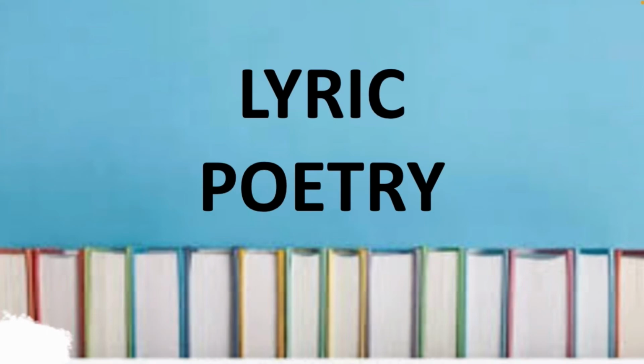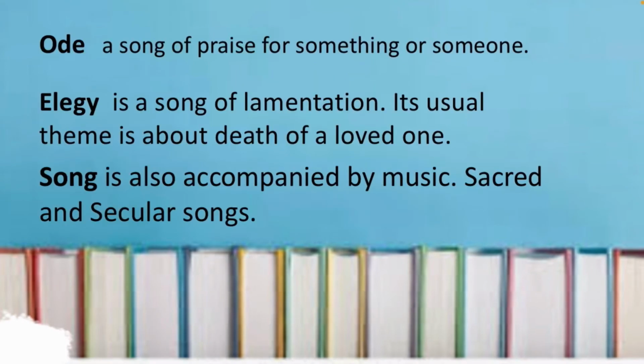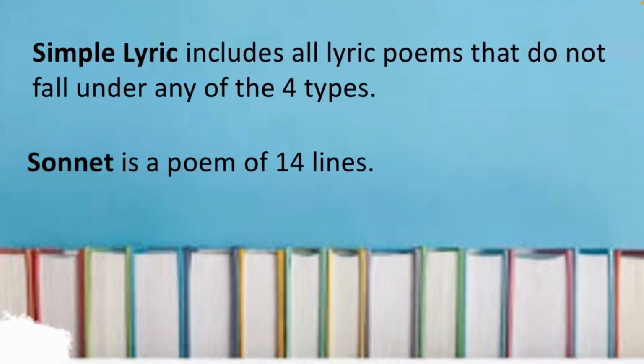Next, we have lyric poetry. Ode. It is a song of praise for something or for someone. Elegy. It is a song of lamentation. Its usual theme is about the death of a loved one. Song. It is also accompanied by music, sacred and secular songs. Simple lyric includes all lyric poems that do not fall under any of the four types.